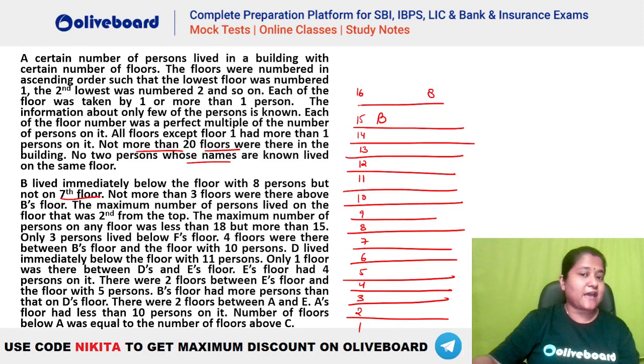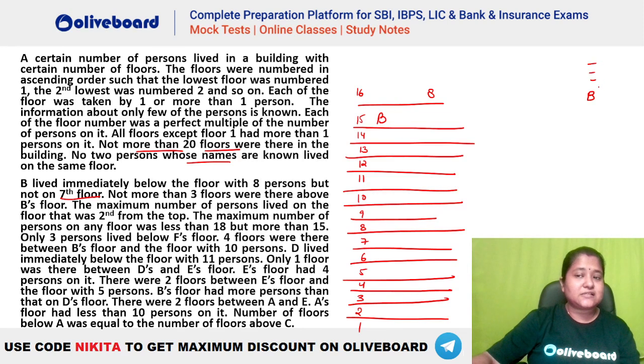but above 16, how many floors do we have, that we do not know. We can have 17 also, we can have 18 also, we can have 20 also. More than 20 it's not possible. Okay, we'll check. Not more than 3 floors were there above B's floor. So maximum we can have 3 floors above B, right? So maximum there can be 3 floors, not more than 3.